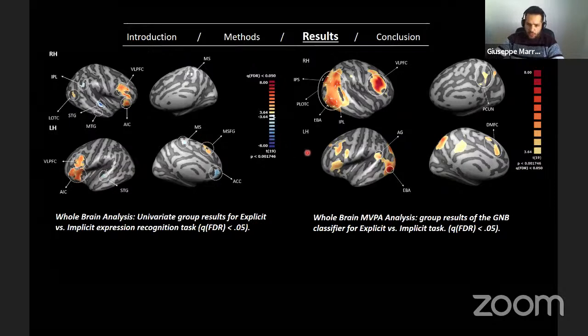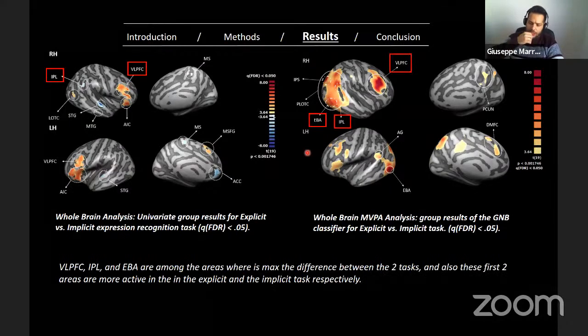On the right side, instead, we have the above-chance classification accuracies produced by the classifier when trained to discriminate between the 2 tasks. The color map here indicates the t-value of the group paired-sample t-test performed against chance level. It is worth noting that ventrolateral prefrontal cortex, IPL, and EBA are among the areas where there is the max difference between the 2 tasks, and also ventrolateral prefrontal cortex and IPL appear to be more active in the explicit task and in the implicit task, respectively.